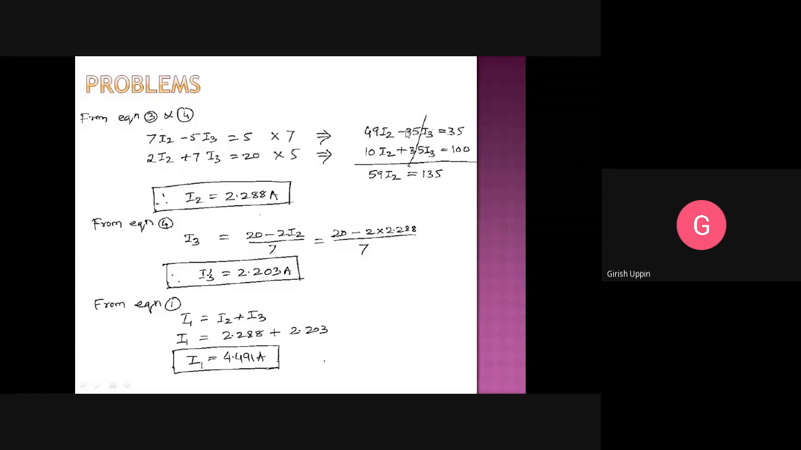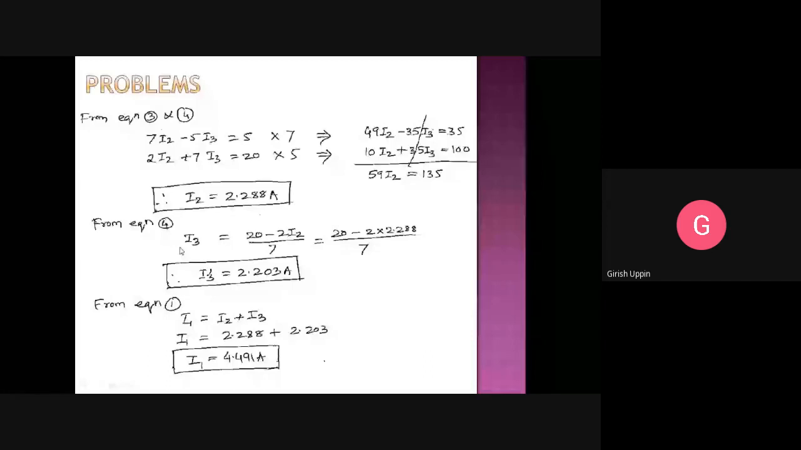So you can add the left hand side values and right hand side values. On the left hand side, you will get rid of the I3. What remains is 49 I2 plus 10 I2, it will be 59 I2, and these two values get added, 135. Therefore I2 is equal to 135 divided by 59. We get the answer for I2 as 2.288 amperes, and the answer for I3.